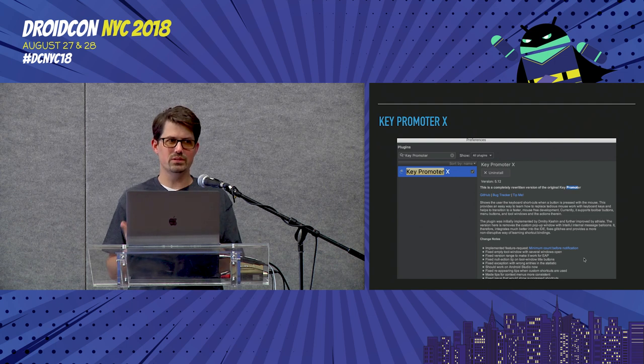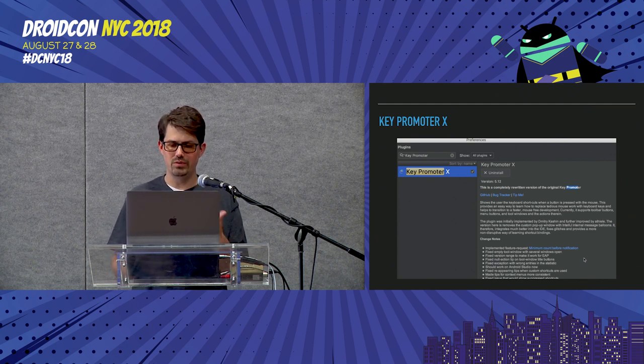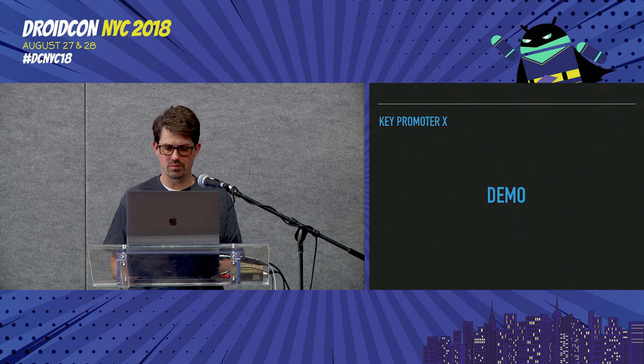So I've gone through just a couple samples of keystrokes today. But there are many keystrokes to learn, so I recommend you take a few, learn them, practice them intentionally over some period, a week or two, and try to add them to your normal programming practice. There's a plugin called Key Promoter X that you may have heard of that will tell you when you did something with a mouse that you could have done with a keystroke, and it even will track statistics on that sort of thing.